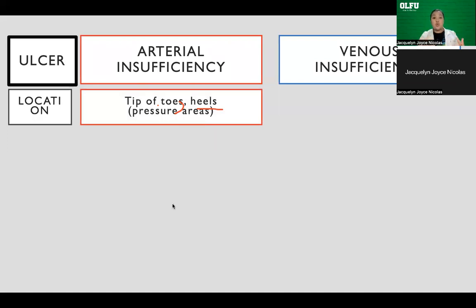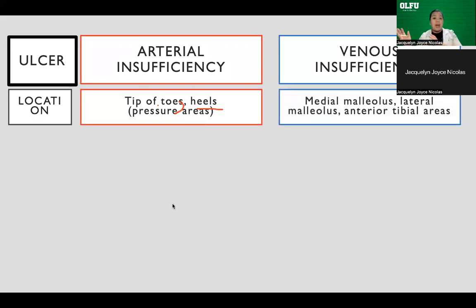Okay? Nagkakaroon ng sugat. Another is, kapag venous naman, again, ano yung tawag natin kanina dun sa area? Okay, that's the gaiter area. Okay, so if we are looking into the anatomical term, we are referring to the medial malleolus, lateral malleolus, and anterior tibial area. Okay, so that's the gaiter area. Okay, so what I have shown you earlier.